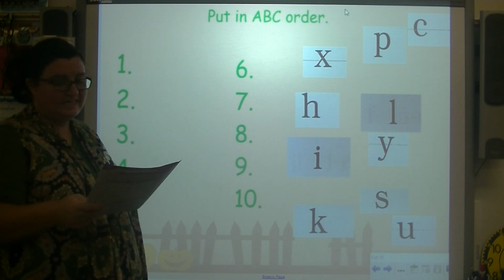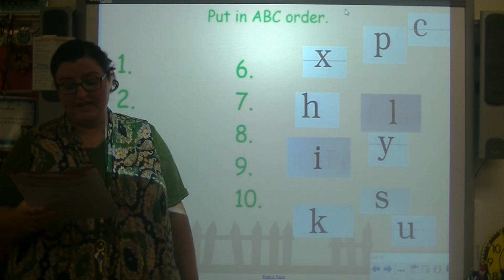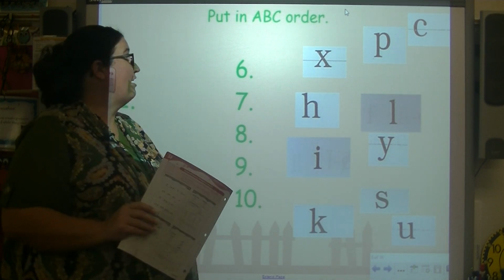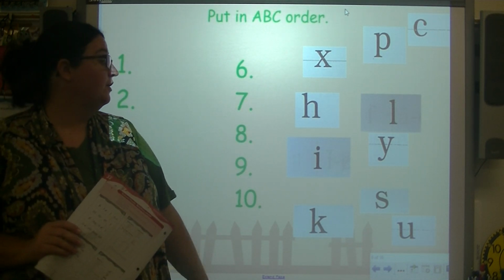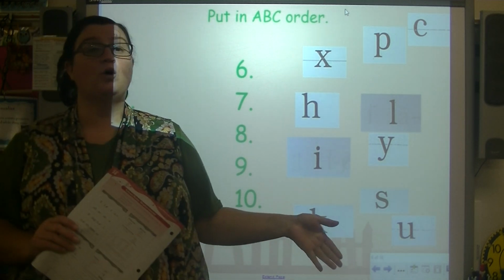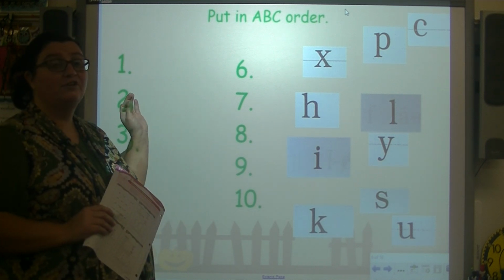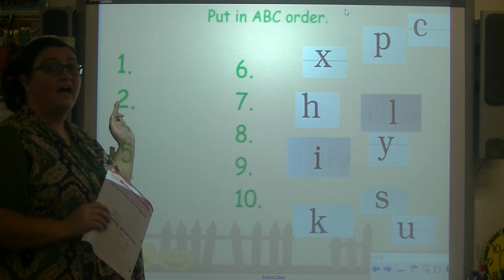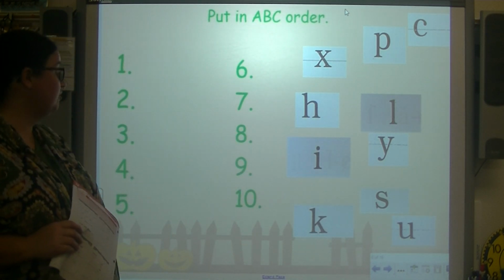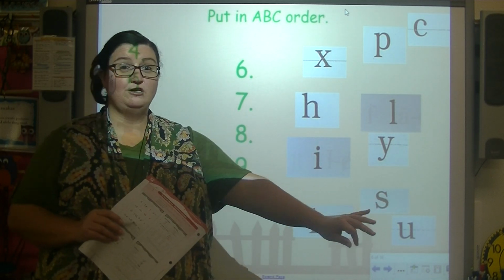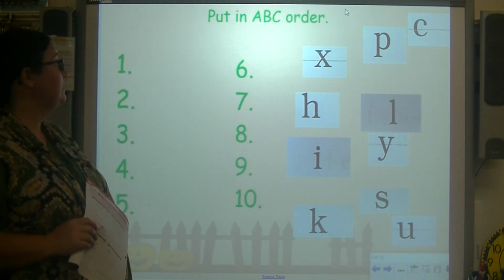Okay, boys and girls, today you are going to have the chance to alphabetize some letters. Alphabetize means to put them in ABC order. When you put them in ABC order, you put them in the order they would come in based on the order we use for our letters, so A through Z. You can use your alphabet strip that I've given you to lay out in front of you to help you.